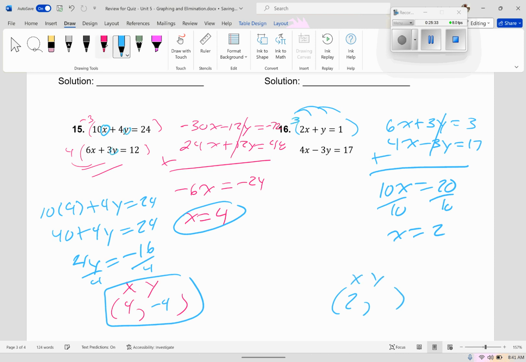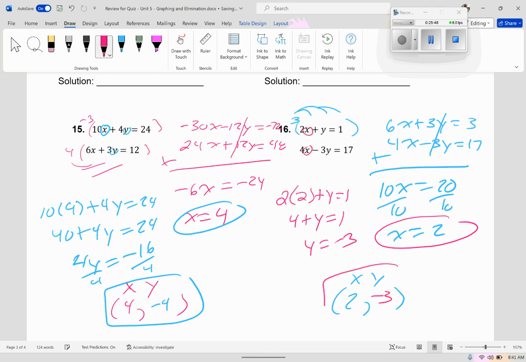I'm going to take that x value and make sure I don't make the mistake again. I'll plug it into either of those x's. I'll pick the top one. So 2 times 2 plus y equals 1. That's 4 plus y equals 1. Subtract 4 from both sides. So I get negative 3. There's my answer.